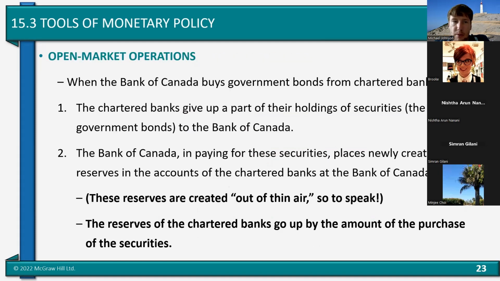So open market operations. When the Bank of Canada buys government bonds, the charter banks give up part of their holdings of securities, the government bonds, to the Bank of Canada. The Bank of Canada, in paying for these securities, places newly created reserves in the accounts of the charter banks at the Bank of Canada. These reserves are created out of thin air, so to speak. The reserves of the charter banks go up by the amount of purchased securities. So when they buy these bonds from charter banks, this increases the money supply.